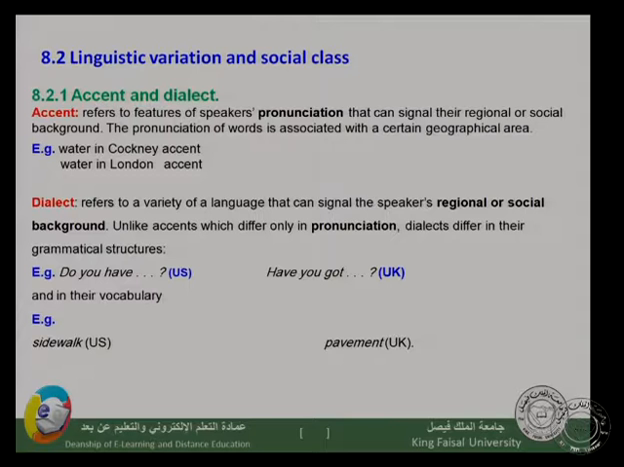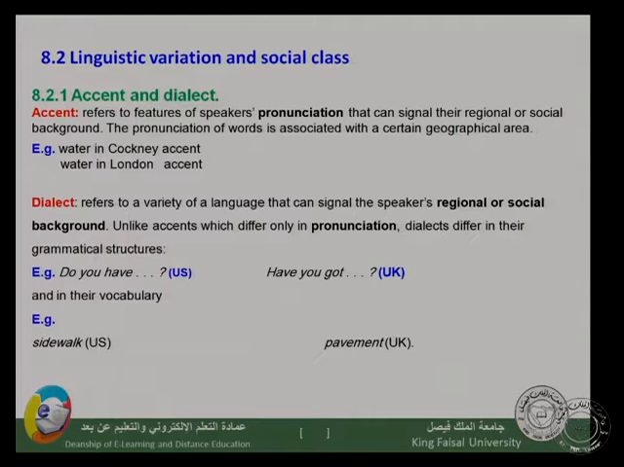What about dialect? How is dialect different from accent? The term dialect refers to a variety of language that can signal the speaker's regional or social background, and the main point is that unlike accent, which differs only in pronunciation, dialects differ in their grammatical structure. So to distinguish the dialect of a person, you will find that his variety of language has certain grammatical structures that are different from another.